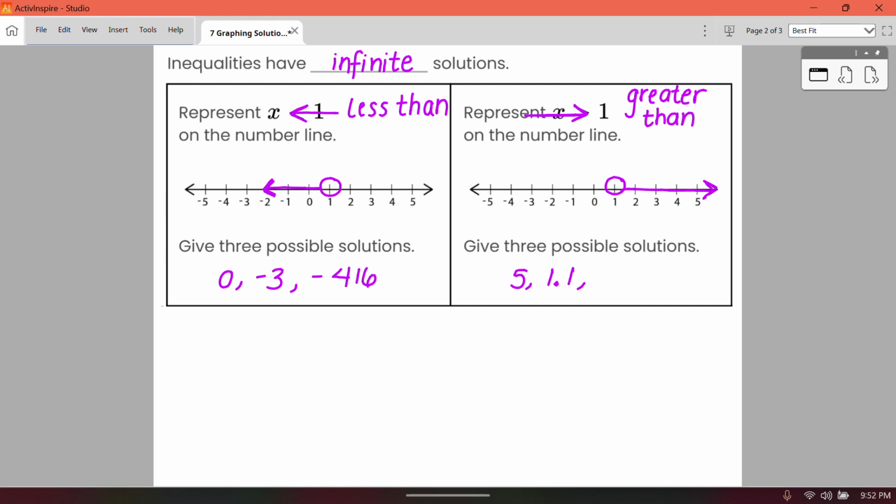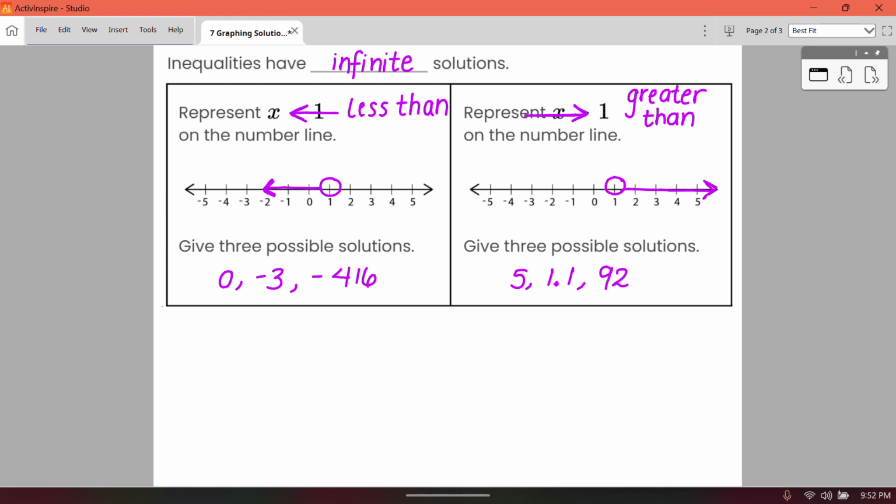And you could, of course, include some huge numbers. I'll just do 92. Because if I kept drawing that number line and I kept drawing that arrow, it would eventually get to 92. And you are welcome to put different solutions on yours if you want.